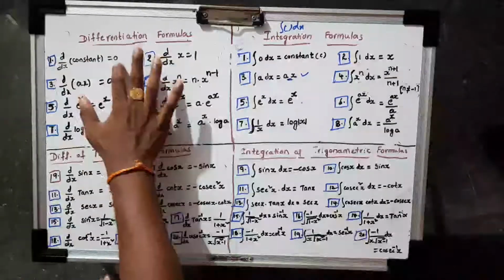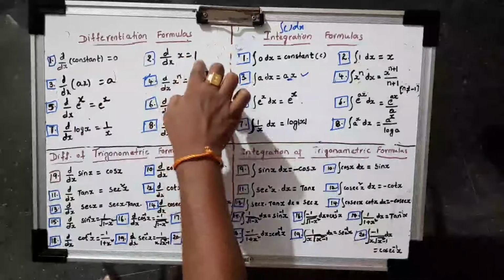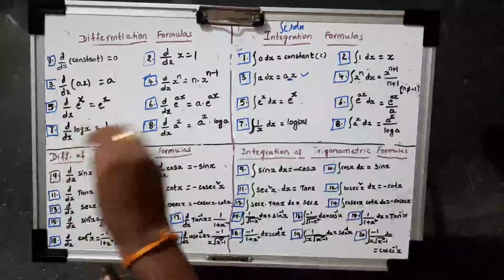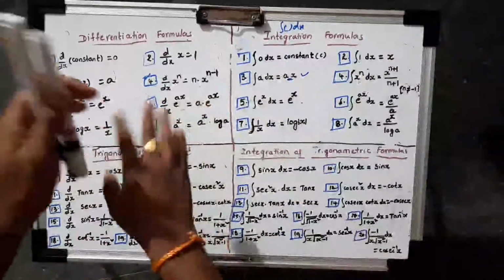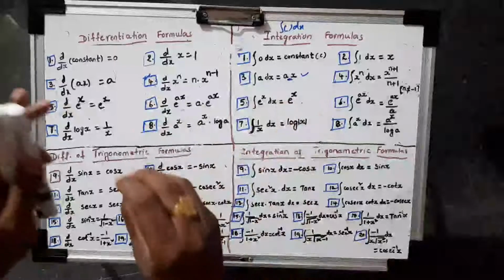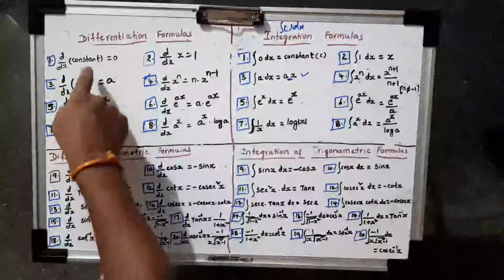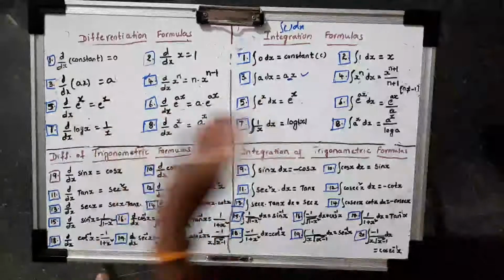Derivation of constant is equal to 0, derivation of x is equal to 1, derivation of ax is equal to a. In this way you have to remember first. And next, if you compare, we will observe one point here. See what that point is. When we observe, we will easily identify that point.